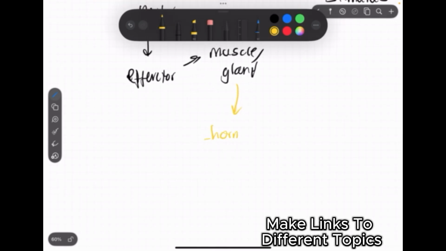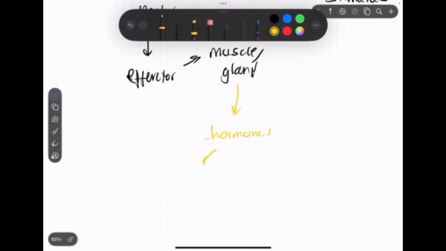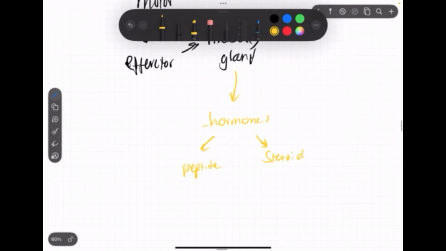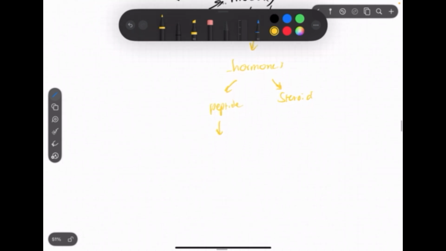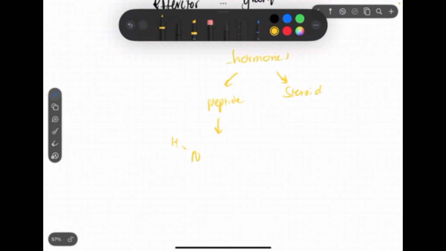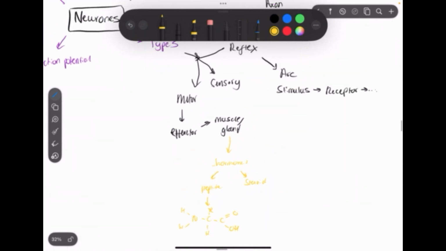Gland, hormones. Let's talk about hormones, yeah? Peptide versus steroid. And even if we want to make another link, we don't want to go too far, but we want to make a bit of a link. Let's quickly do the structure of an amino acid, because that's linked to peptides. So do you see here, we've made a small link to a different topic that's kind of reminding us. If I didn't know what the structure of a peptide is, let me go and revise it. But that's the structure of amino acid there, we've added that on.